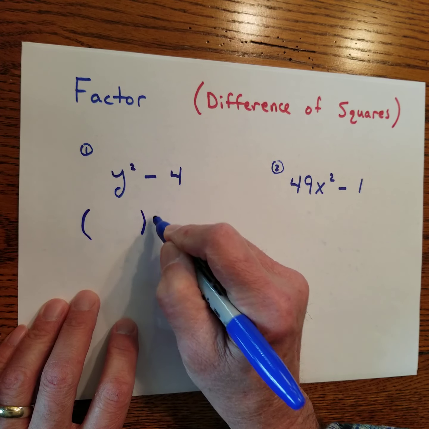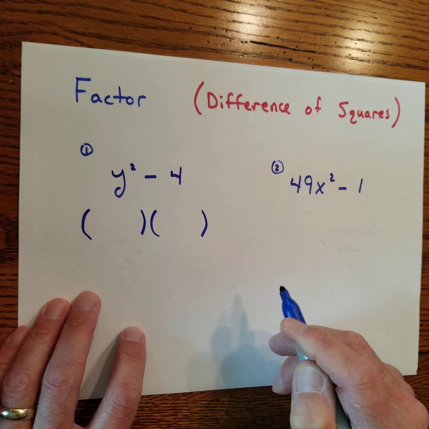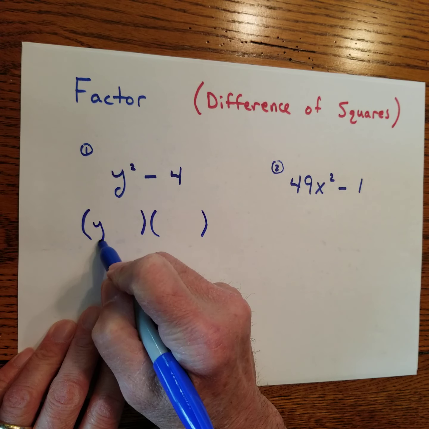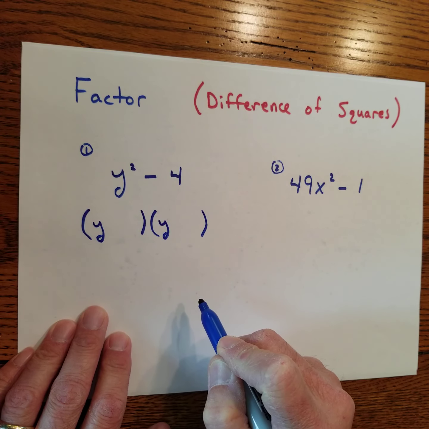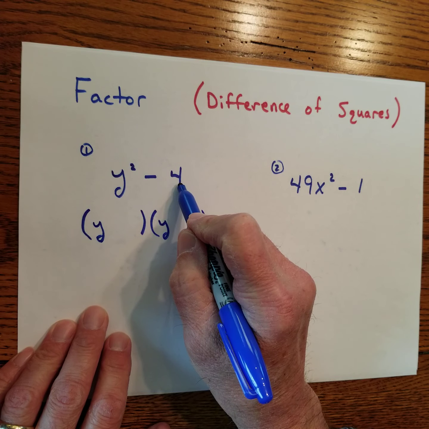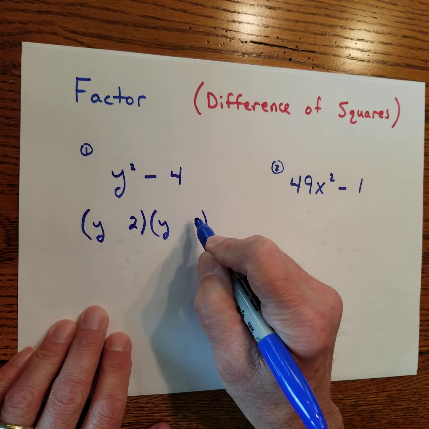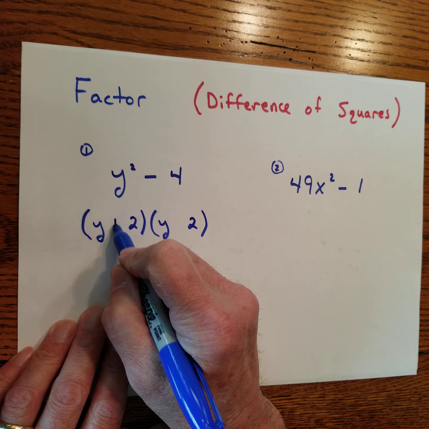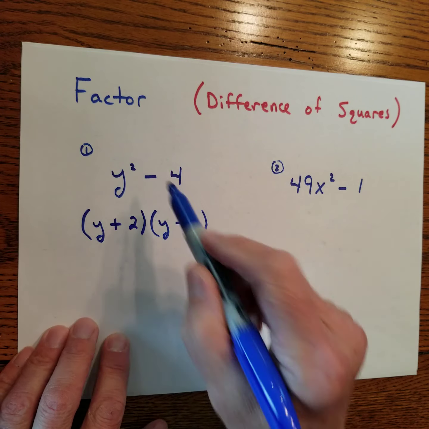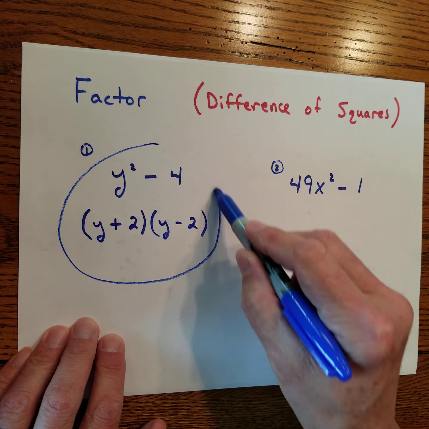Difference of squares always factor by the same technique. Y squared is y times y. Take the square root of 4. That's 2. 4 is 2 times 2. Make 1 plus, make 1 minus. There's the way we want that to look.